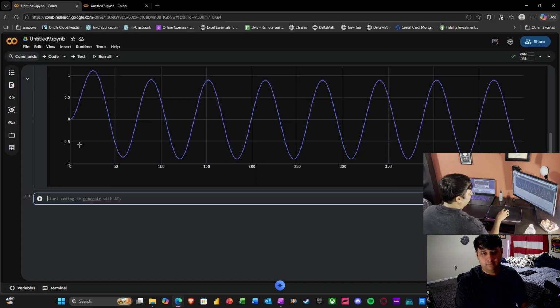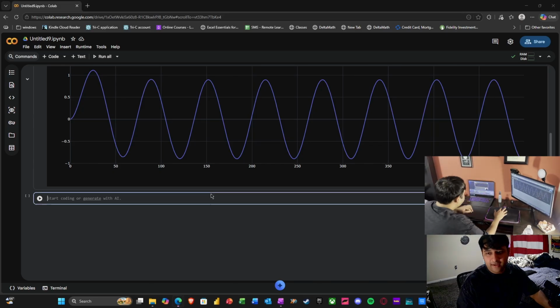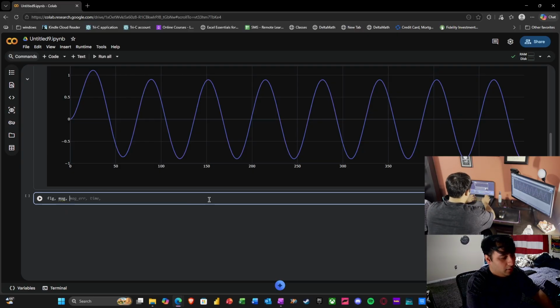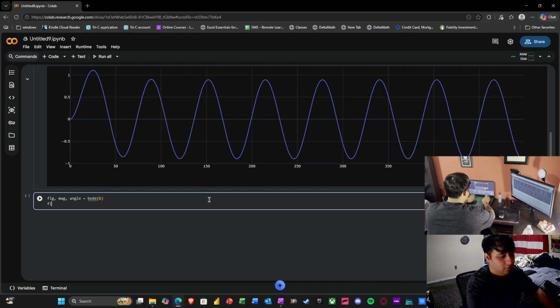Yep. And then we're gonna start the next graph. Now what I want to look at is the Bode analysis. So fig, magnitude, angle, which equals Bode G, so relatively simple code.